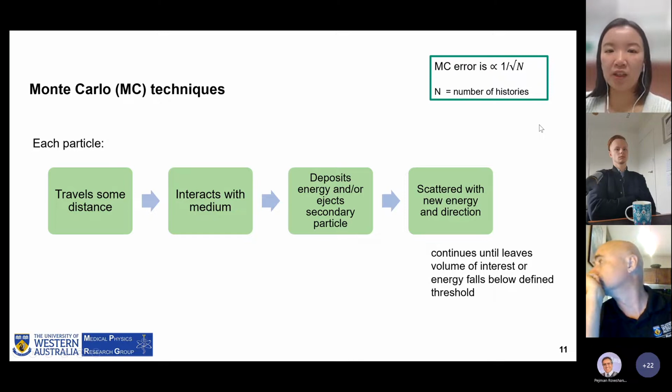Take note that the Monte Carlo error is proportional to 1 on the square root of the number of histories. The more histories you use, the smaller your error.